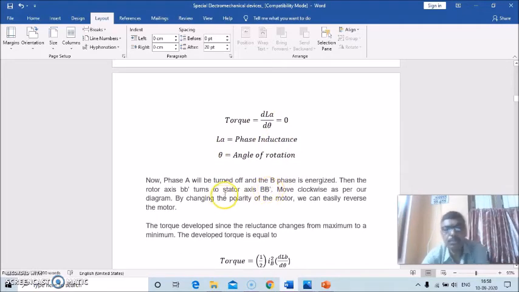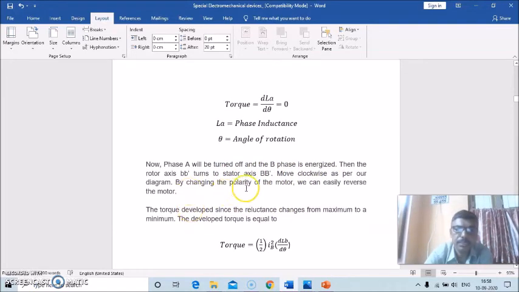So now phase A will be turned off and B is energized, and then rotor axis BB dash turns to the stator axis capital BB dash and moves clockwise as per our diagram. And by changing the polarity of the motor, we can easily reverse the motor.